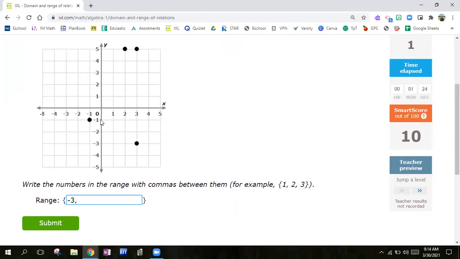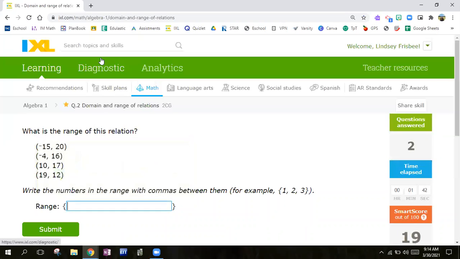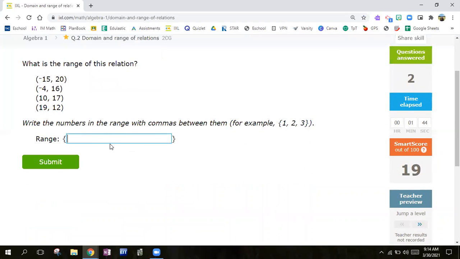What is its Y value? -1. Then I go to the next value. I have 2. What's the Y value? 5. You only have to write it once. You don't have to do 5, 5. What if you wrote both fives? Let's see. It still counts it, but you don't have to. It'll count it correct if you don't. All right, same thing here. It gave you it.